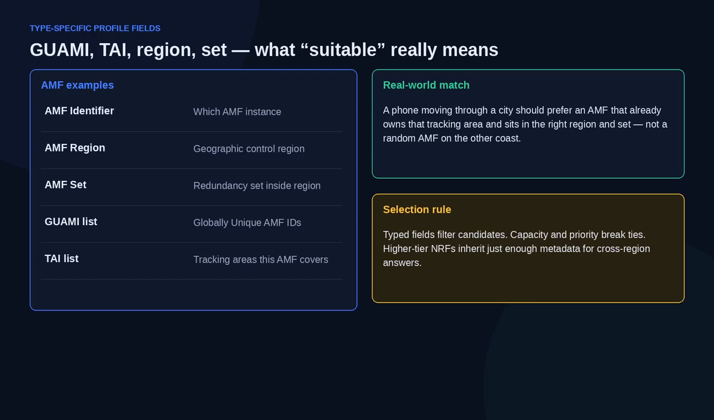So when we say discover a suitable AMF or UDM, suitable is not a vibe. It is a match against these typed fields. The same idea applies when an NRF profile carries summaries of instances already registered beneath it. Higher tier NRFs inherit just enough metadata to answer cross-region questions without cloning every raw database row.